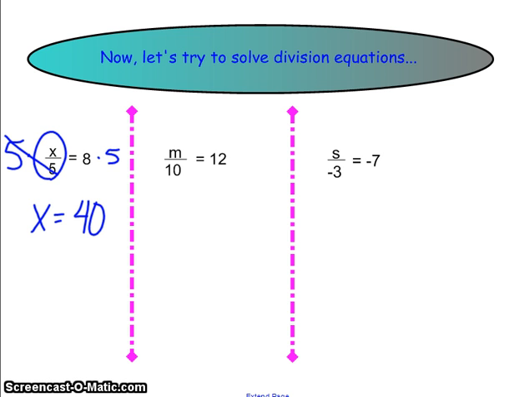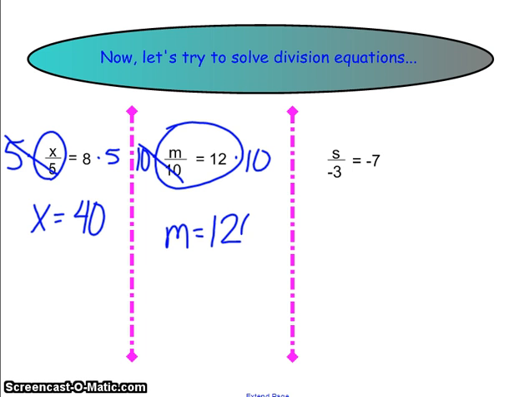Same thing here. What the question is really asking is what number divided by 10 equals 12. Easy way to find that, do the opposite. Multiply both sides by that 10, and m equals 120.